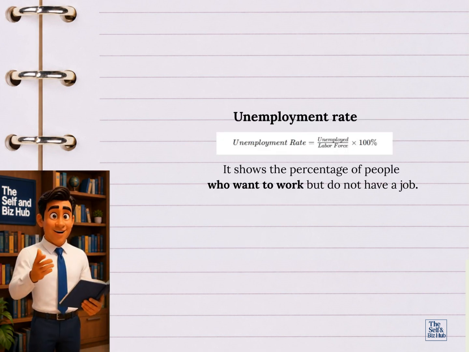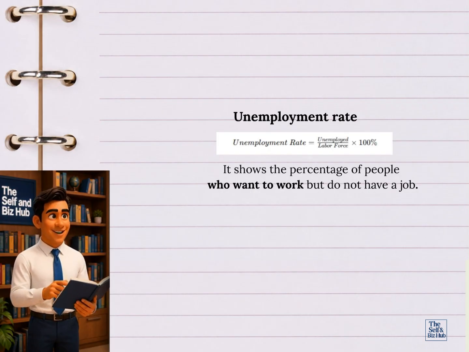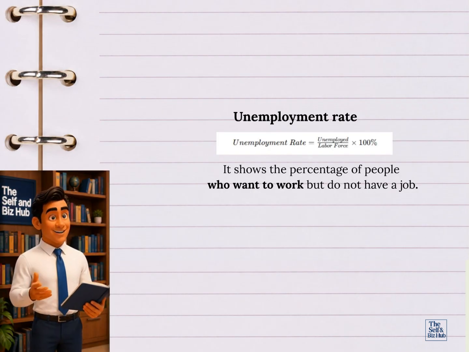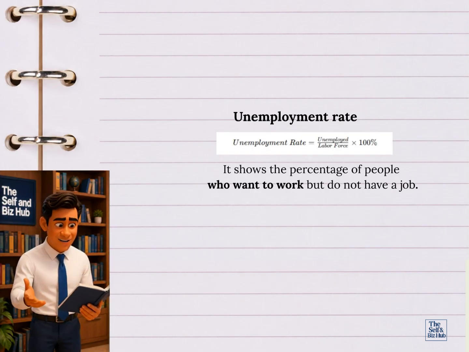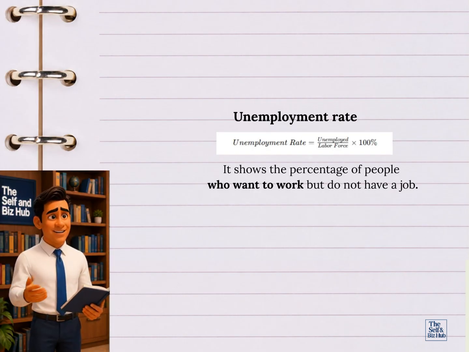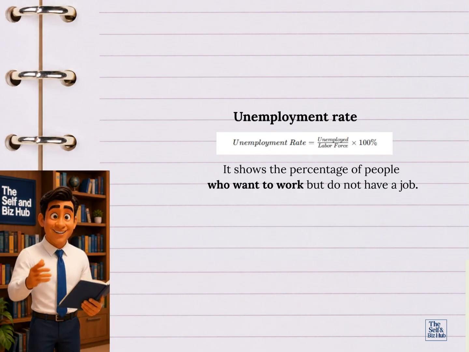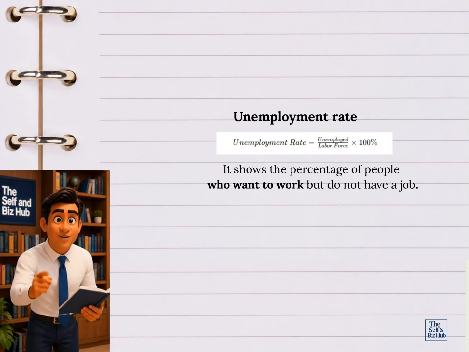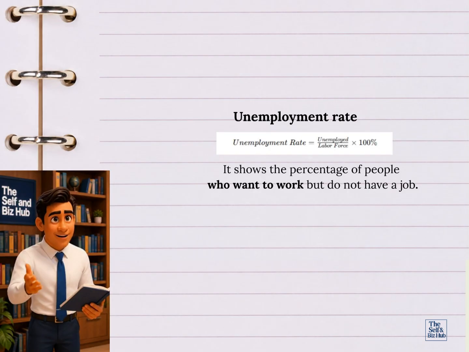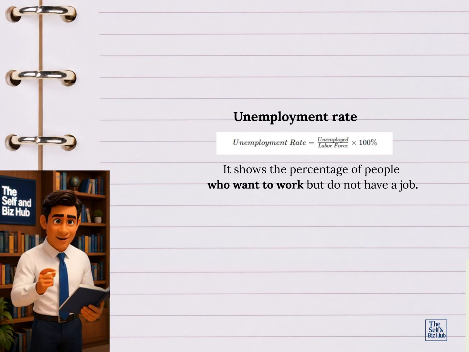The next major area is the labor market. Here, the main macroeconomic indicator is the unemployment rate. It shows the percentage of people who want to work but do not have a job. If a person stops looking for work, is studying, does not want to work, or has retired, they may not be included in the statistics. That is why the real situation in the labor market can be more complex.